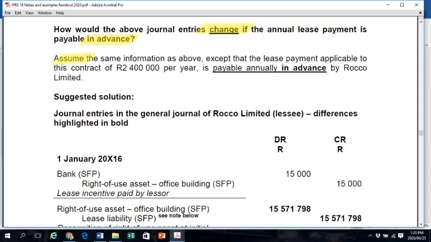So assume the same information as above, except that the lease payment applicable to this contract of 2,400 Rand per year is payable annually in advance. The journal entries will change as follows. Please note the differences are highlighted in bold.